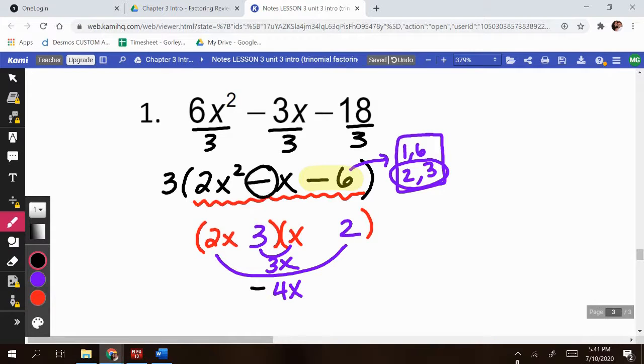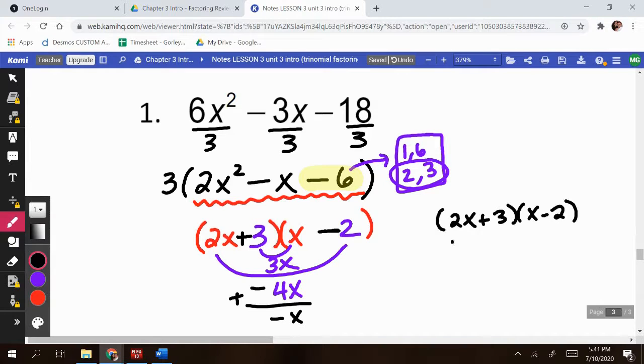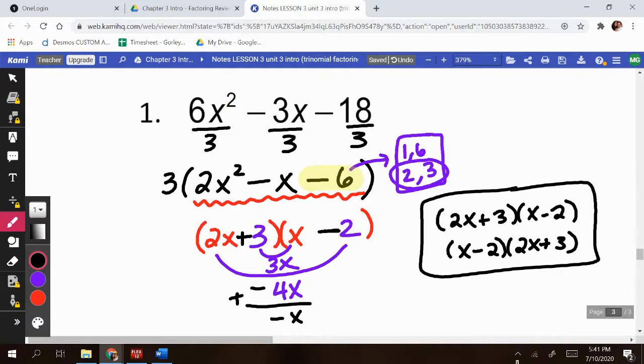What's going to give you a negative x in the middle? The negative 4x will actually work. When I add those together, I would get negative x. So my outer times outer should be 2x times negative 2, and my inner times inner should be a positive 3 times x. Okay, so that's what I'm going to put for my answer, either 2x plus 3 and x minus 2, or you could have x minus 2, 2x plus 3. Either one of those should work.